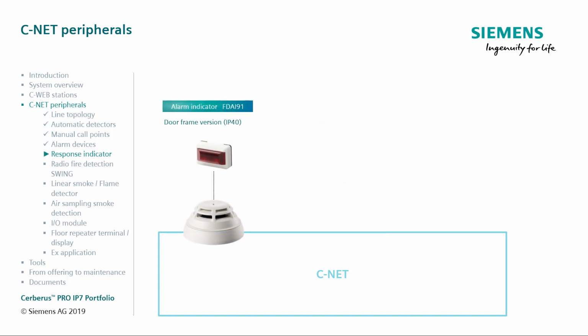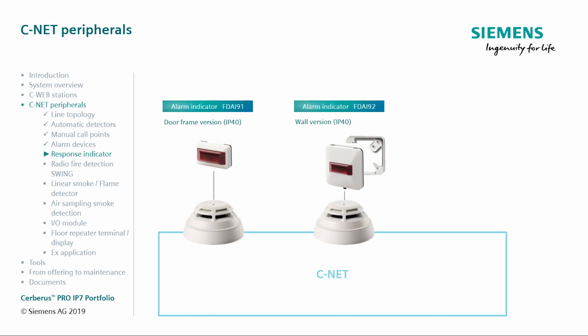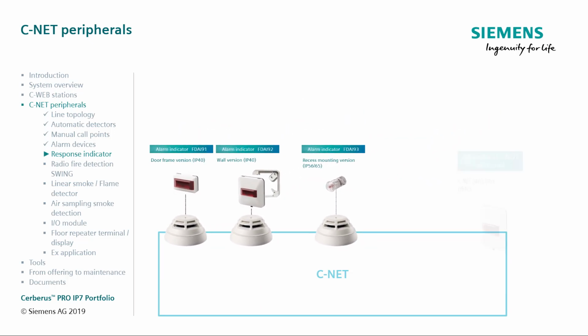The first type of alarm indicator is intended for mounting on door frames and other similar frames, or where space is at a premium. The second type is the wall-mounted version. A surface mounting frame is also available. The third type has been designed for recess mounting in panels, or where there is not enough space to mount the other types. The final type is the addressable alarm indicator. It is directly connected to the CNET and has its own CNET address. You can freely configure when this alarm indicator activates.